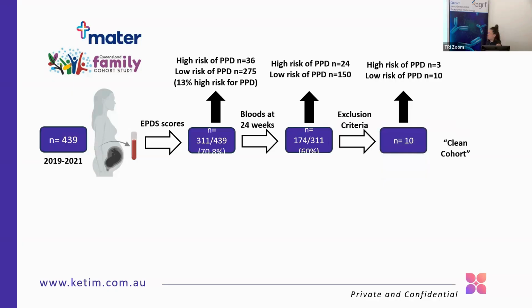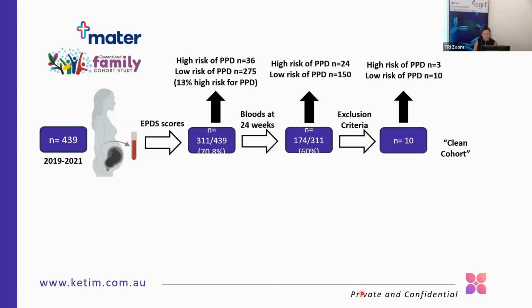And then we applied a very strict exclusion criteria. So we looked at all the different confounders that could affect the biomarker profiling we're doing. Anyone who had a history of mental illness, any medications they were on, any pregnancy complications, we removed all of that, and we called it the clean cohort. And we ended up with 10 out of 439, which I was still very happy with. I was like, oh, at least we got something.